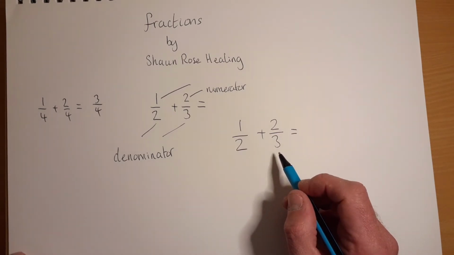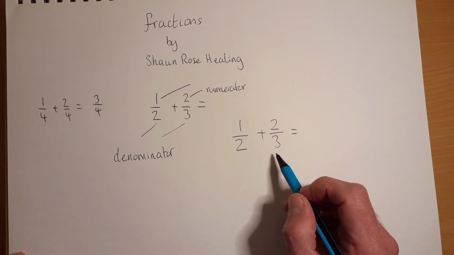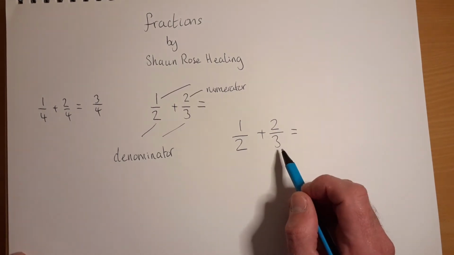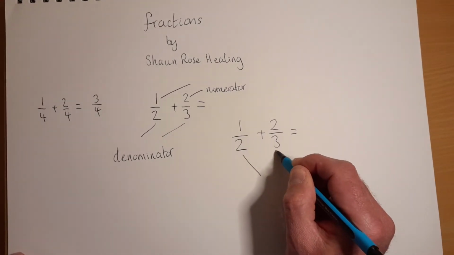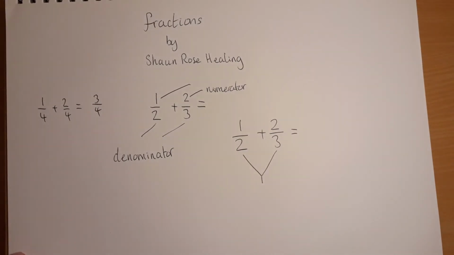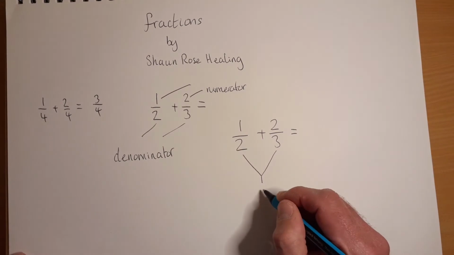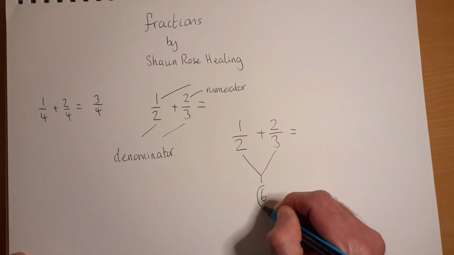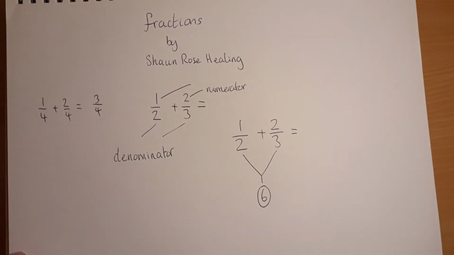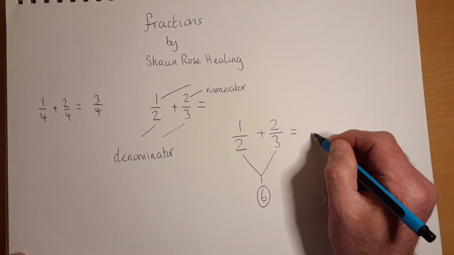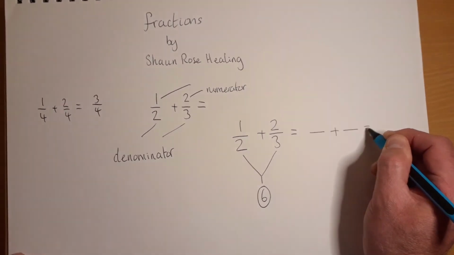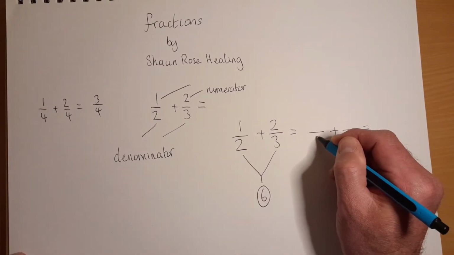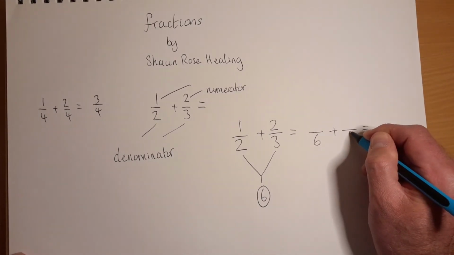So for example, with this one, 2 and 3 aren't going to go into anything until we get to 6. So if we join these together here and agree that 6 is your common denominator, we can then set out again here, prepare for the answer, put 6 as your denominator.